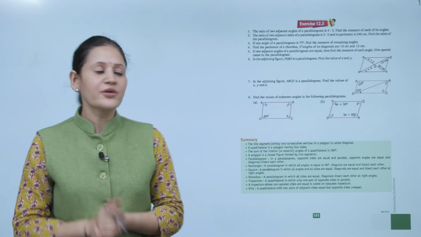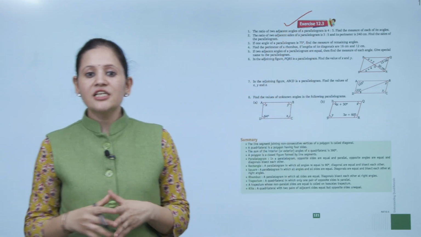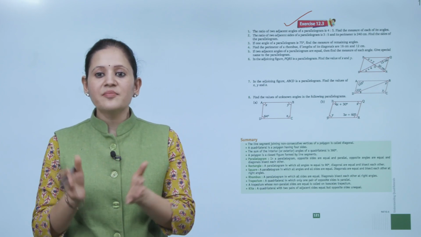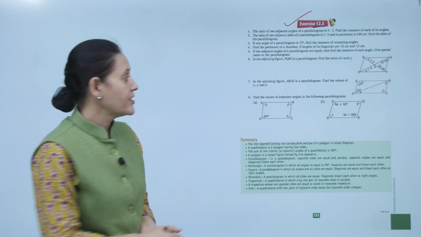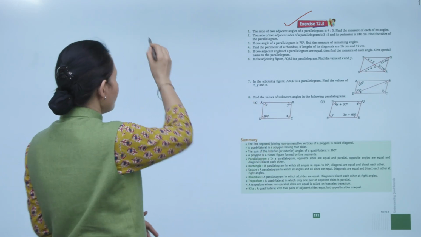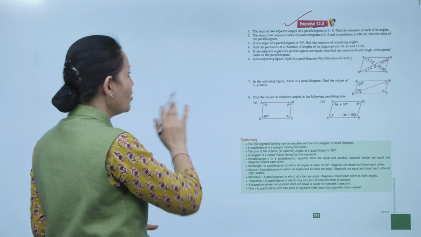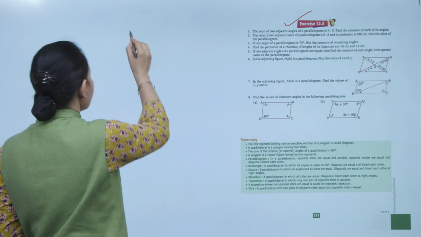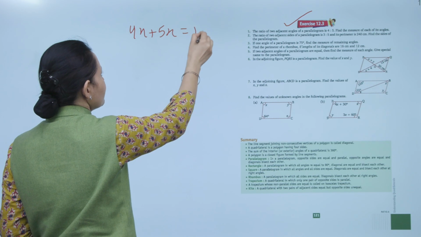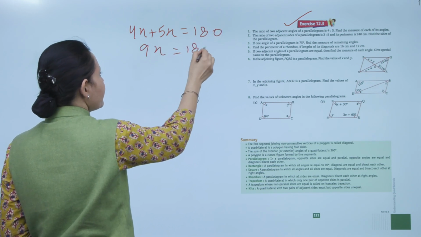Next is exercise 12.3. The ratio of two adjacent angles of a parallelogram is 4:5. Find the measure of each of its angles. So the two adjacent angles' ratio is 4:5. So as we know, in a parallelogram the sum of two adjacent angles is 180 degrees. So 4x plus 5x equals 180 degrees. So 9x equals 180 degrees.